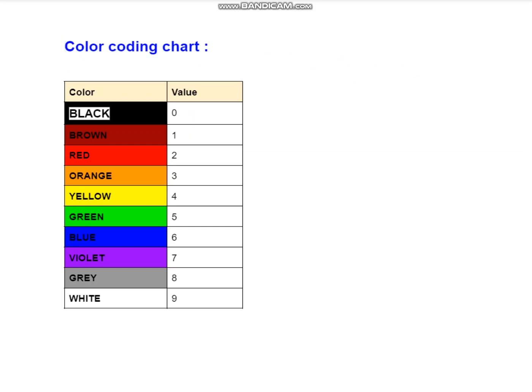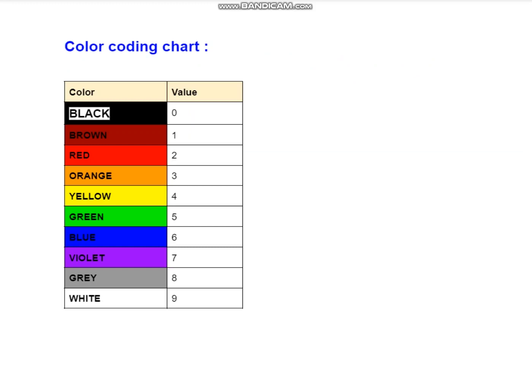Today we are going to understand the color coding system of resistance. It is very easy if you can remember the color code and its positional value. So here I have included a color coding chart for you.